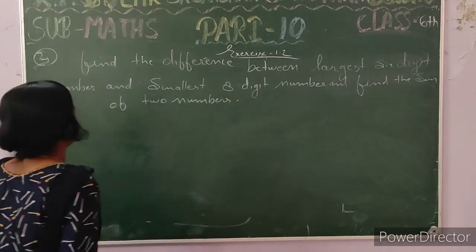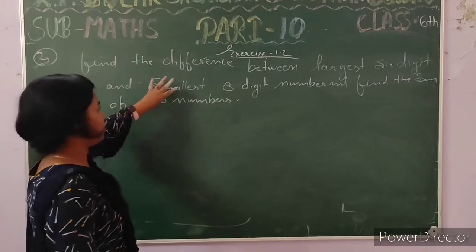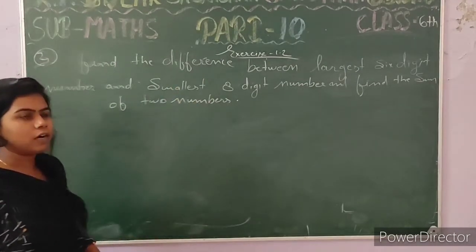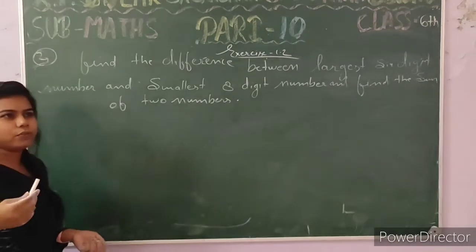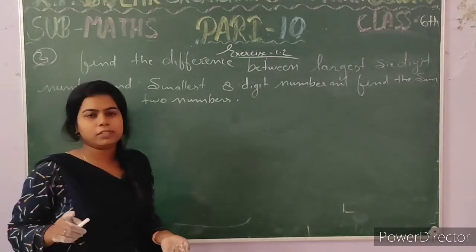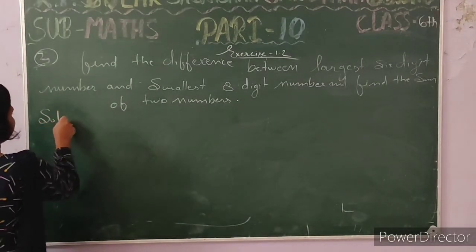Okay students, this is question number 3 of exercise 1.2. Find the difference between the largest 6-digit number and the smallest 8-digit number, and find the sum of the two numbers. First of all, what is the meaning of difference? Difference means subtraction. For example, what is the difference between 3 and 2? We can say 1. So first of all, we write here to solve this question.